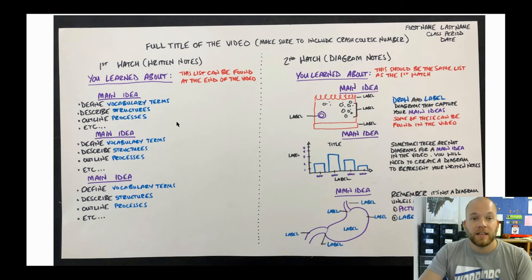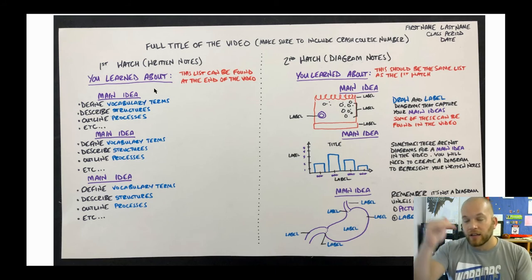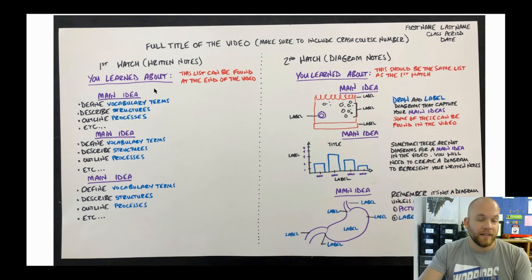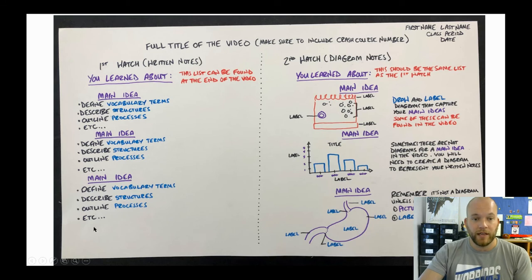Now, here's a hint. If you go to the end of the video, you can find the main ideas. They're under "you learned about," and they outline what you learned about. And so those are what I'm talking about when I say main ideas. There's a different number per video, so you need to look at the end of the video and pick out the main ideas, and then use those to guide you when you're describing the main ideas with your written notes.